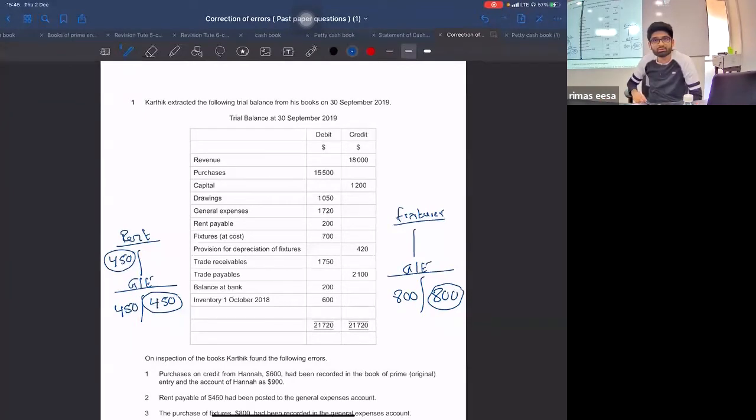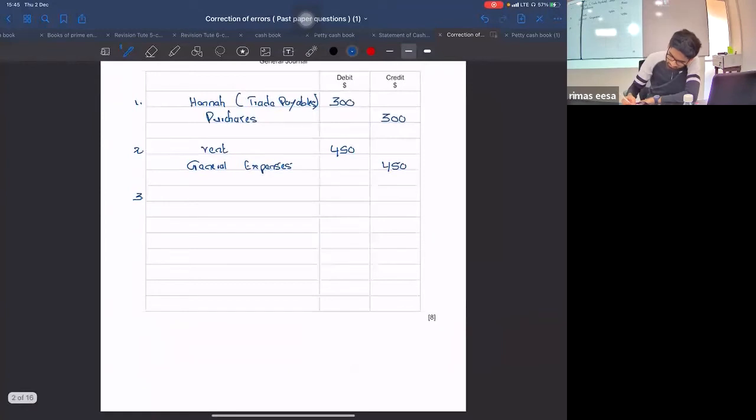Where will I debit? The fixtures account. The fixtures account has to be debited with 800. So that is how you are correcting the error, right? To remove it from general expense, you credit the general expenses account, to make the correct entry in the fixtures account. When you buy a fixture, you have to debit the fixtures account, right? So fixtures debit, general expense account credit. The fixtures account is debited with 800. The general expenses account has to be credited with 800. That is how you correct error number 3.